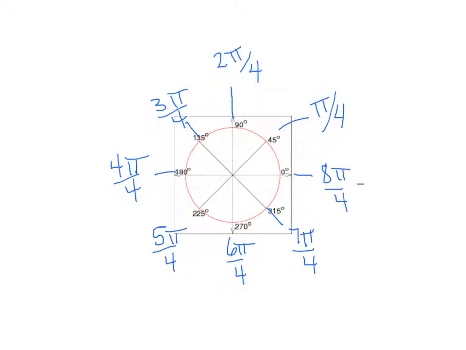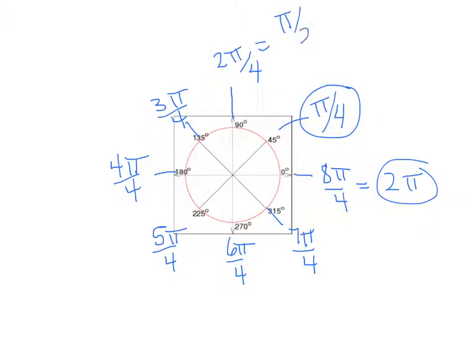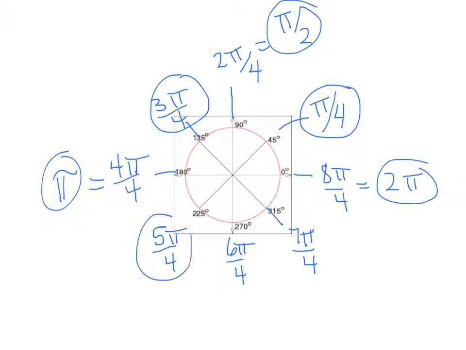If I reduce these, this is equal to 2 pi. This is already reduced to pi over 4. This is equal to pi over 2. 3 pi over 4 is reduced, and of course 4 pi over 4 reduces to pi. 5 pi over 4 is already reduced. 6 pi over 4 reduces to 3 pi over 2. 7 pi over 4 is reduced, and 8 pi over 4 reduces to 2 pi.